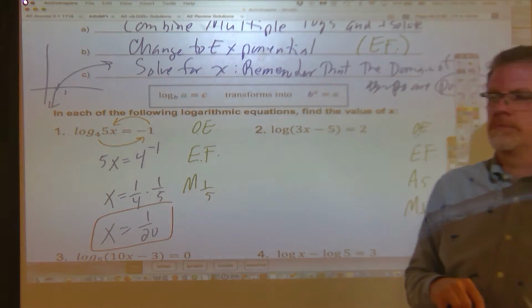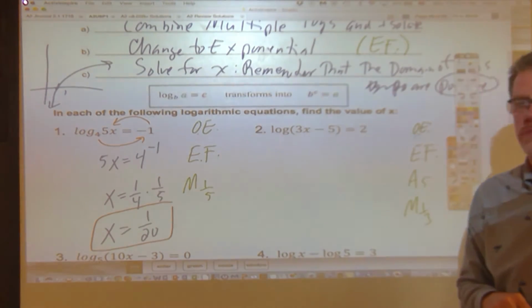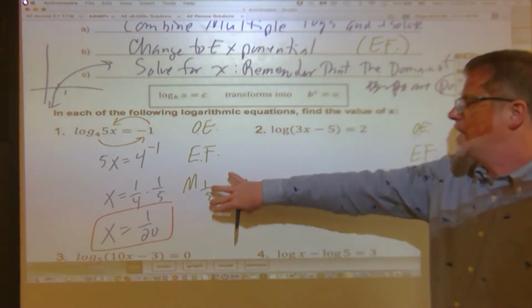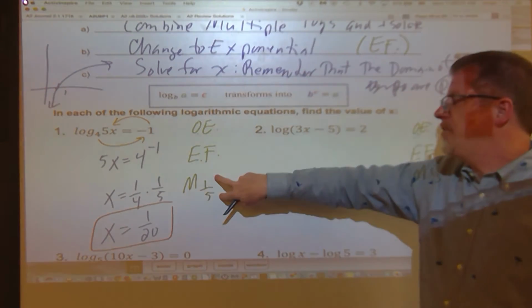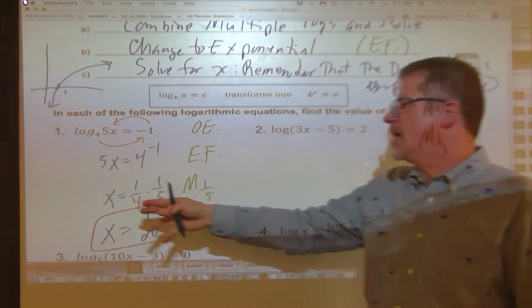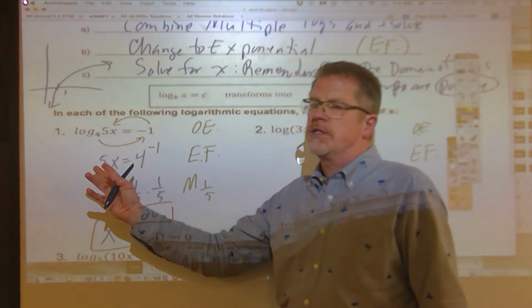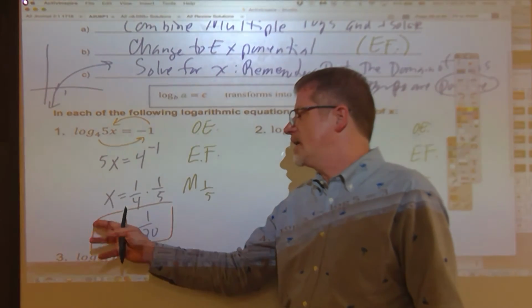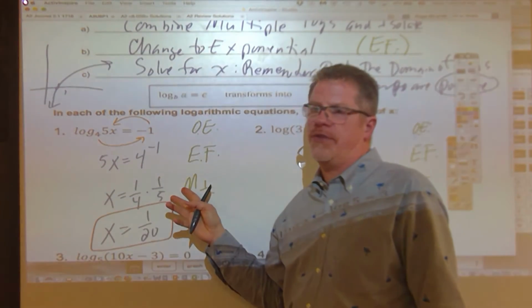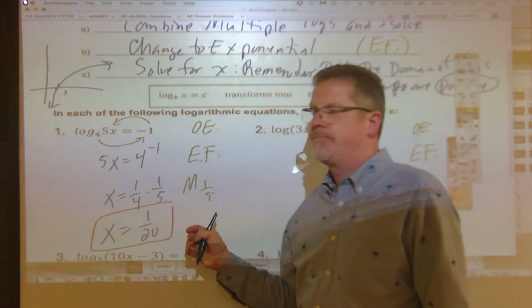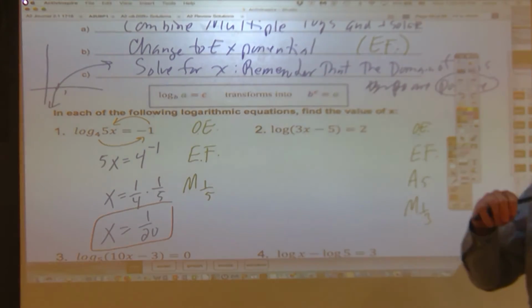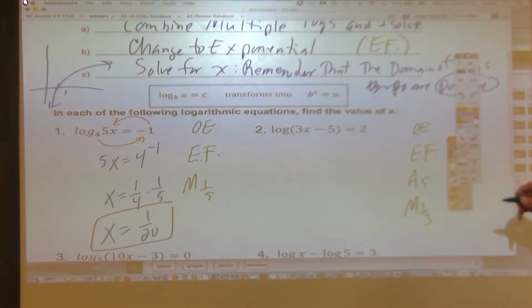Wait, how did you get the 5 over to the other side though? Right, how did I get the 5 to the other side? M 1/5 means multiply both sides by 1/5. Oh. So when you multiply this by 1/5, you get x. When you multiply that by 1/5, you get 1/20. Oh. I'd like all of you to try number 2 on your own.